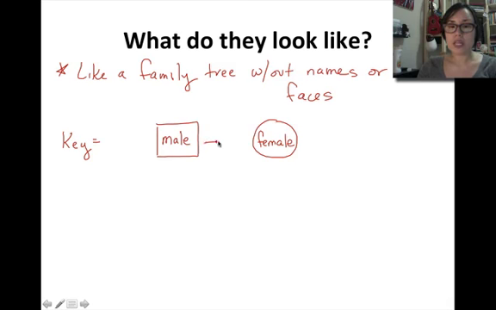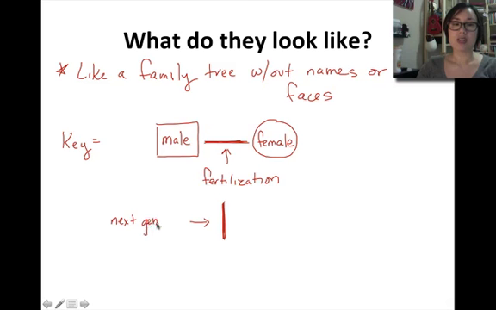You'll also see lines that look like this, so you'll have horizontal lines. These horizontal lines represent mating events or fertilization events. So it means that these two individuals have had or will have offspring. Anytime you see a line that looks like this, a vertical line, this represents the next generation. Specifically, it shows us the children. So it's the connection from parent to the children.